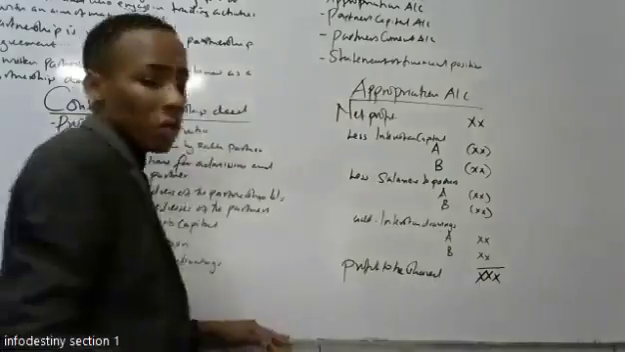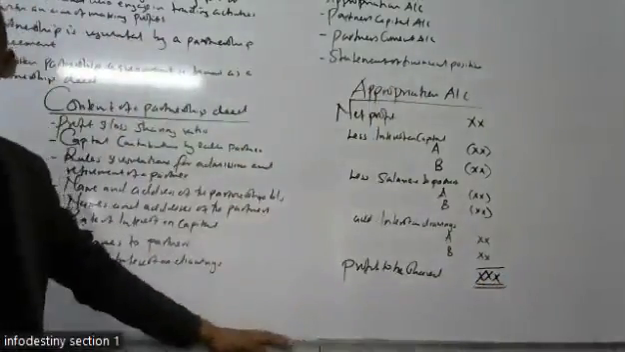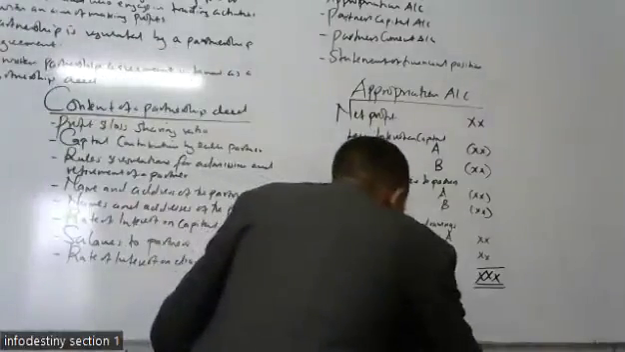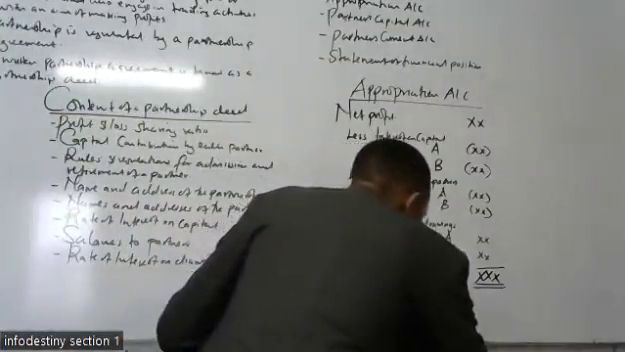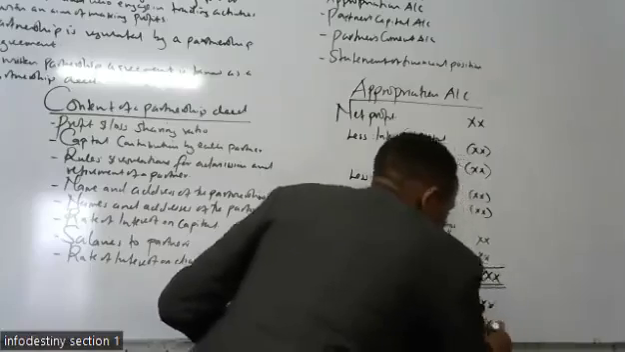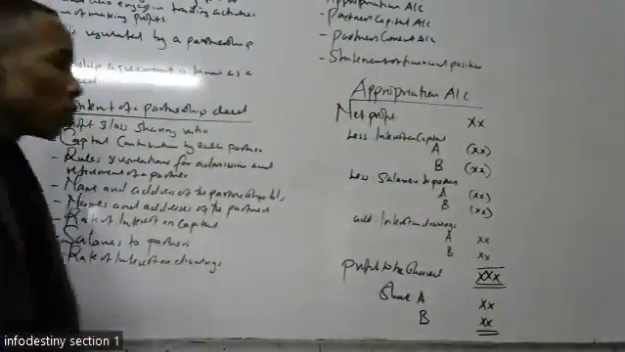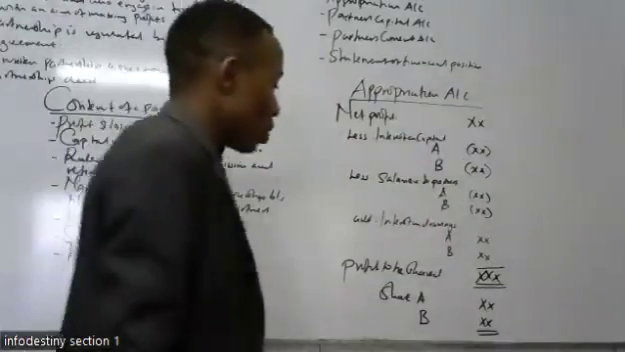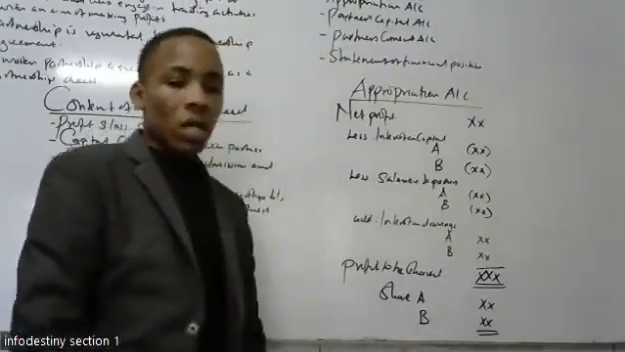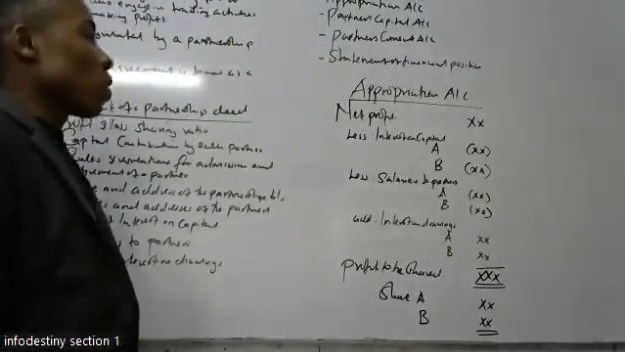That is the profit to be shared. The profit of the partnership business is considered to be the profits of the partners, so it's shared among them. So what you do is you share that profit between the partners using the given profit and loss sharing ratio. So that's how we prepare the appropriation account.